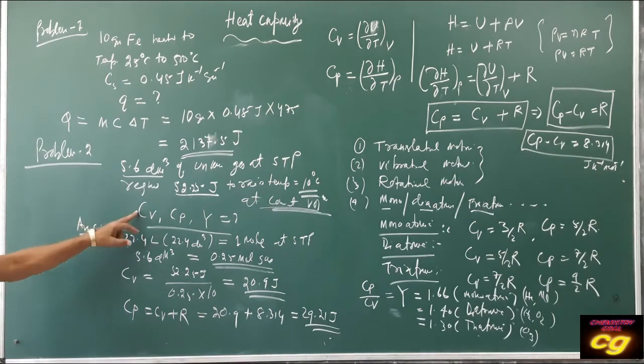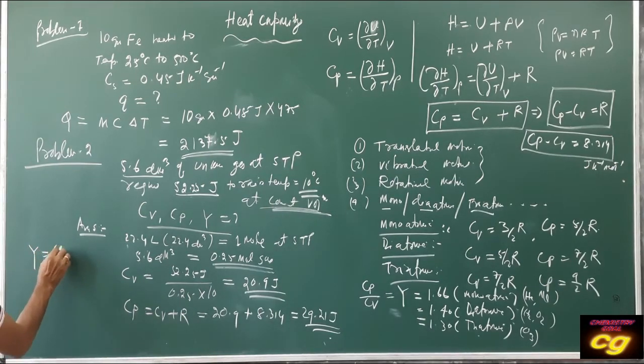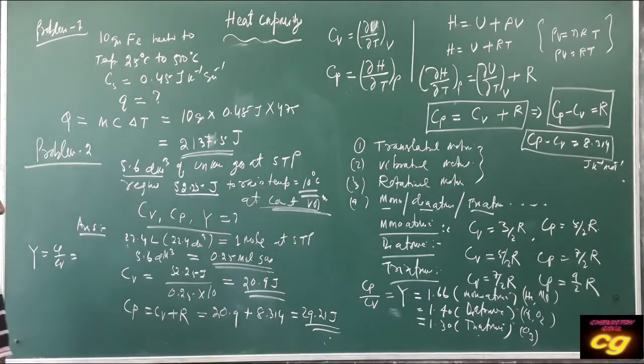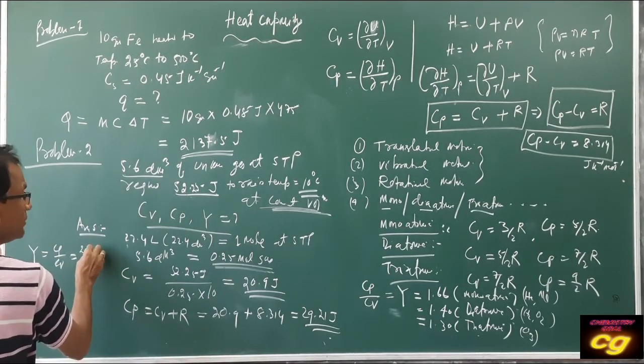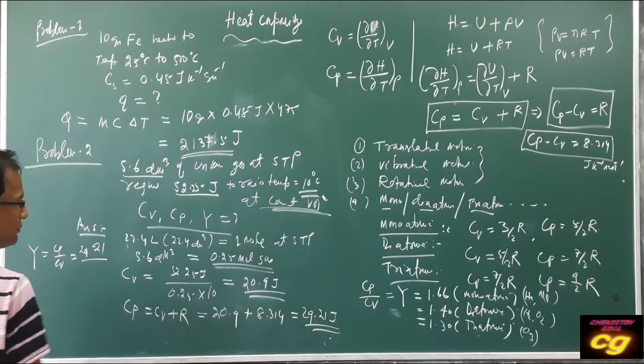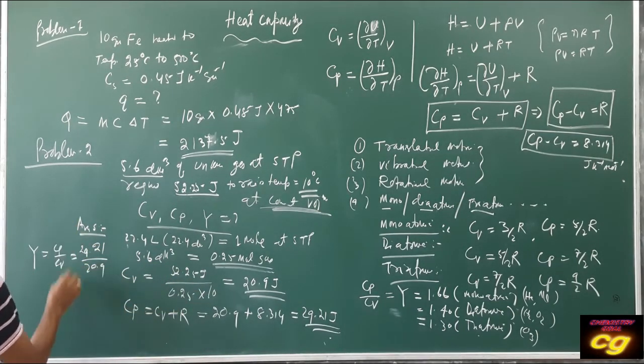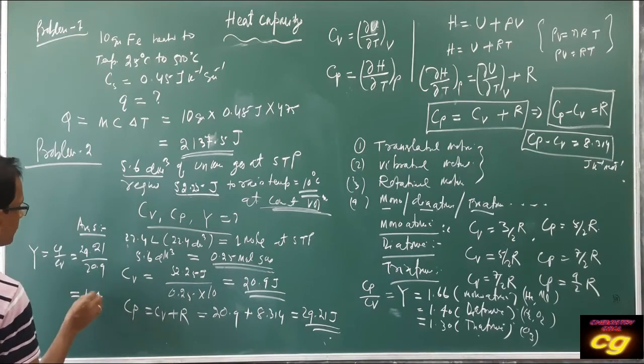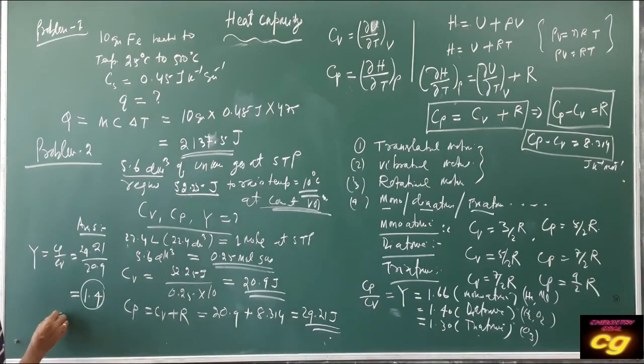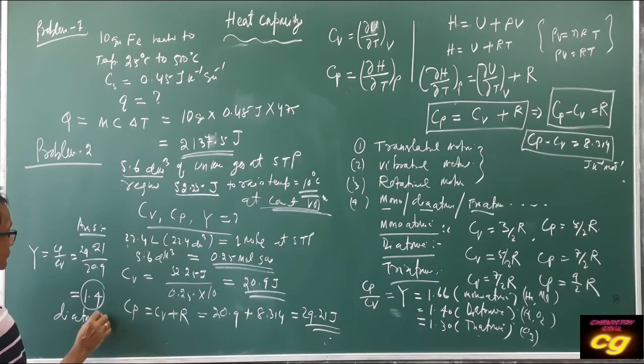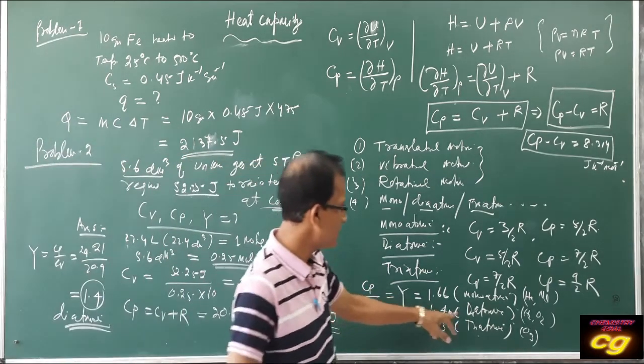So as per the question, Cv was asked and Cp was asked. Then what is gamma? Gamma tells us the atomicity of the gas. Gamma is equal to Cp by Cv. Cp is 29.21 upon the Cv value, which is 20.9. The result will be 1 point something, approximately 1.4. 1.4 is coming, which means it is a diatomic gas, because 1.4 is diatomic gas.